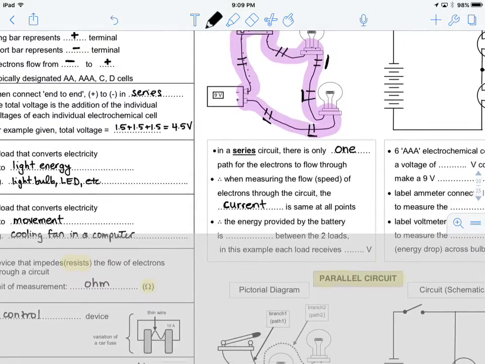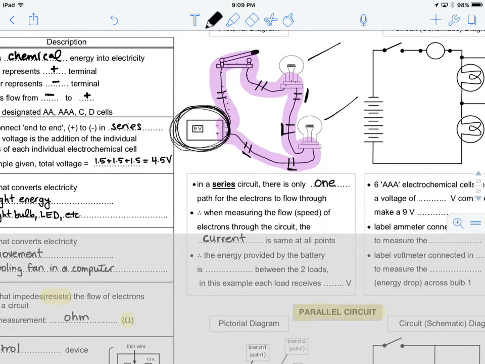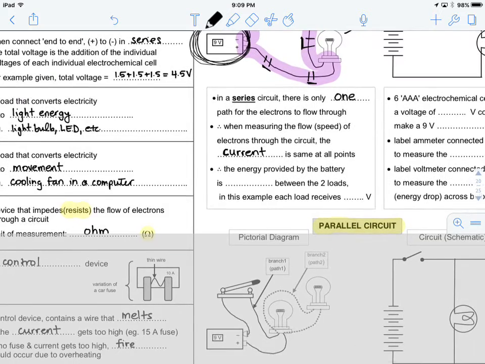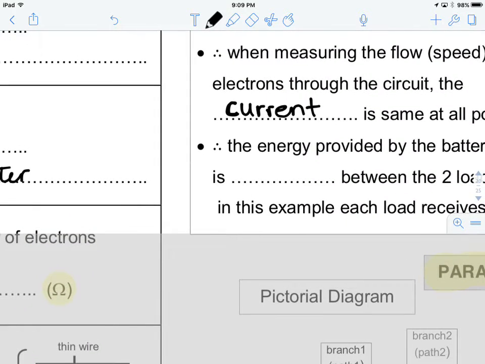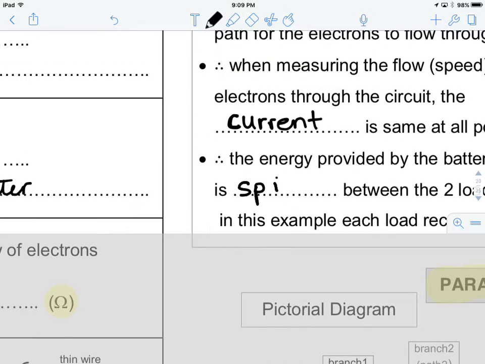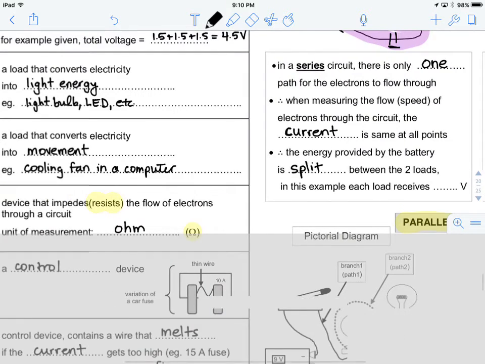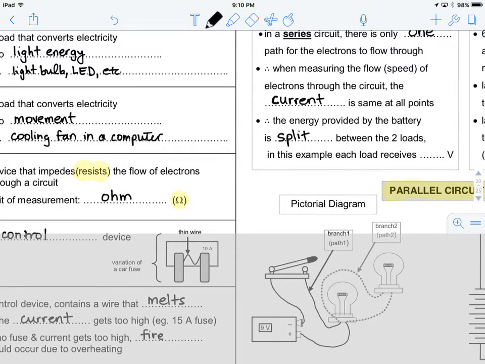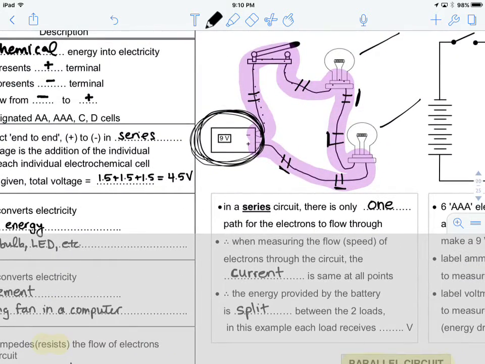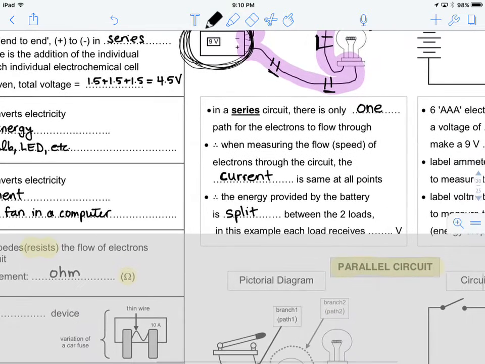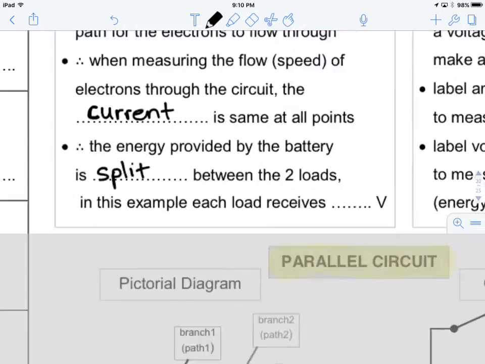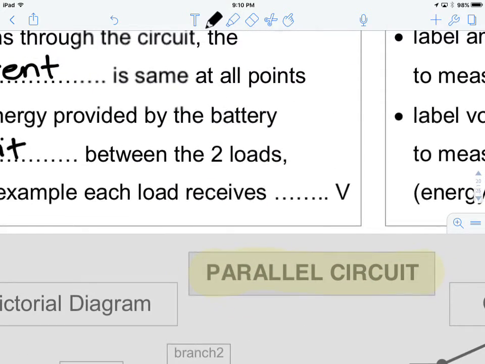However, the energy that's provided by the battery is not going to be the same. It's going to be divided by the different loads that are in the circuit. So we're going to say that this is split. The energy that's provided by the battery is split between the two loads in this example, because we have two loads. So we've got 9 volts, and if these are the exact same light bulb, then that 9 volts of energy is going to be split between them. So each load would receive, of course, 4.5 volts.